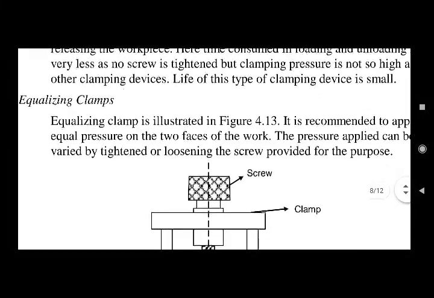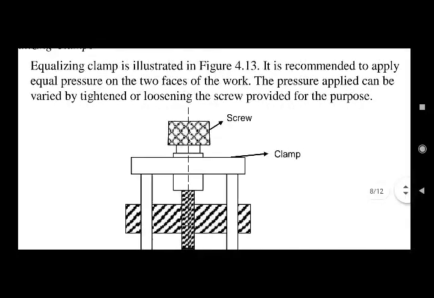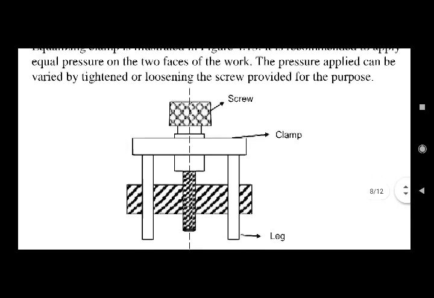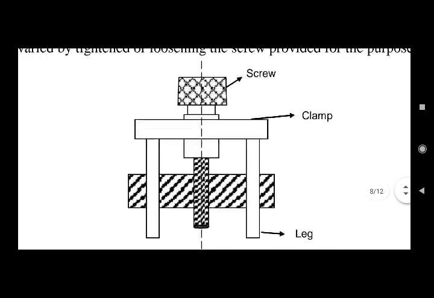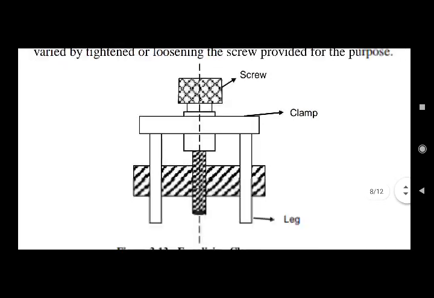Next, equalizing clamps. Equalizing clamp is illustrated in figure 4.13. It is recommended to apply equal pressure on the two faces of the work. The pressure applied can be varied by tightening or loosening the screw provided for the purpose. You can see the equalizing clamp. Now, as the name indicates, it is to be considered that there will be equal pressure imparted over here.